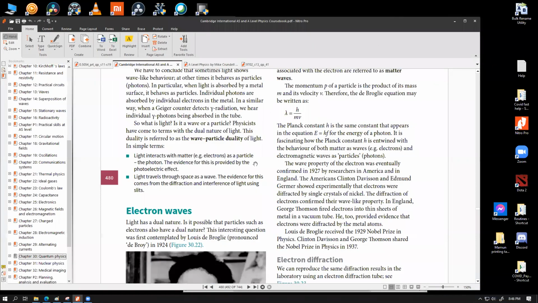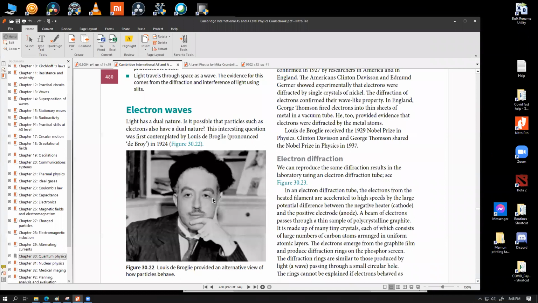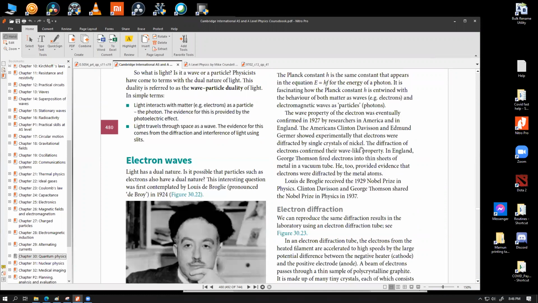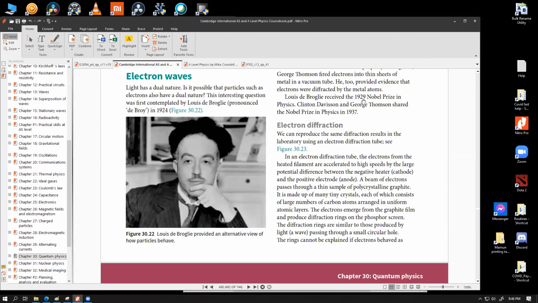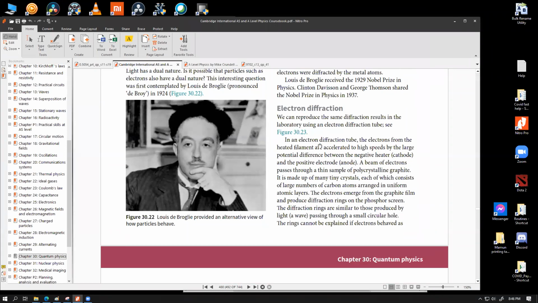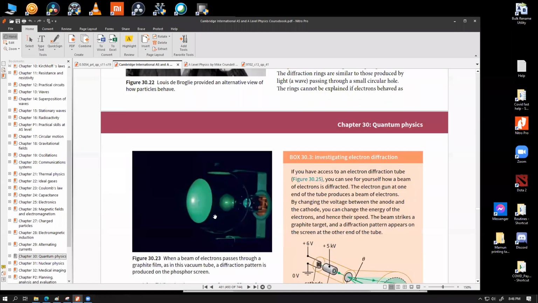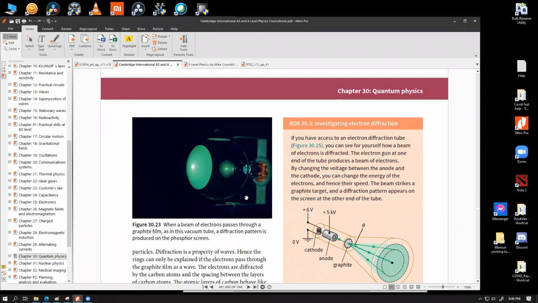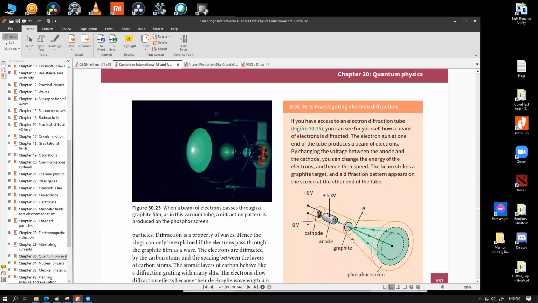So here it comes. This is de Broglie. This is the whole description over here. He received a Nobel Prize in 1929. And then the electron diffraction experiment goes like this. Let me tell you what is happening here. Let me use this figure.